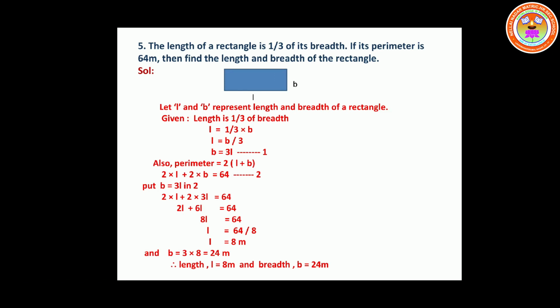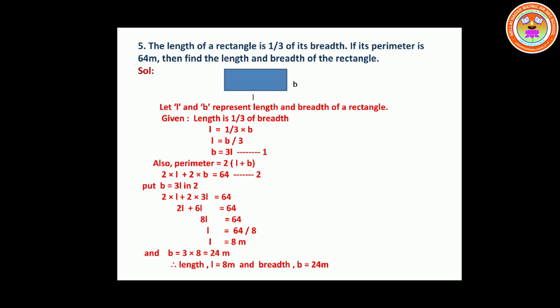So now we know the rectangle, so I have drawn the rectangle with the sides L and B, and we are going to take L as length and B as breadth. Let L and B represent length and breadth of a rectangle, and length is given as 1/3 of its breadth, that is L is equal to 1/3 into B. That can be written as L is equal to B by 3.